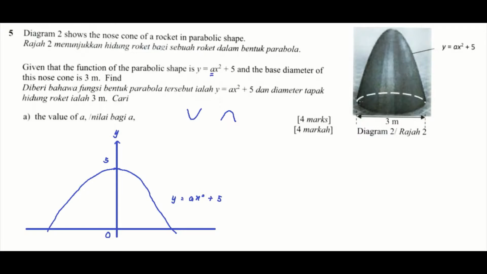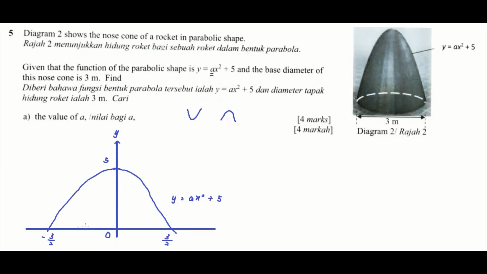Since it's given that the diameter is 3 meters, you can try to imagine that from this point to this point is going to be 3. So how long is this, and how long is this, and how can I get the coordinate? Because there are two equal parts, it's going to be 3 divided by 2, and I'll be able to get negative 3 over 2 here and 3 over 2 here. I hope that is clear enough.